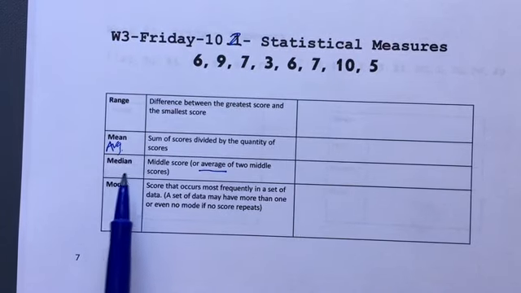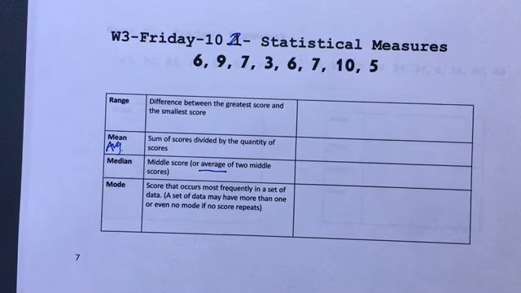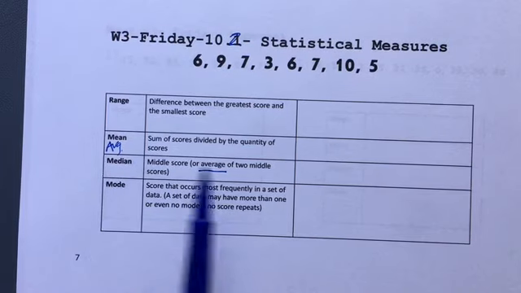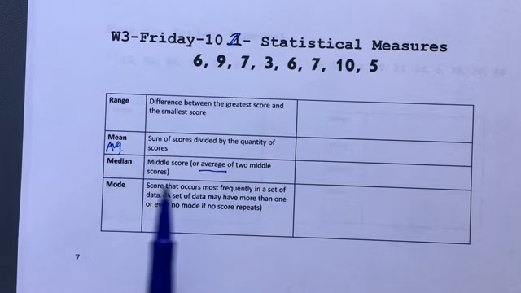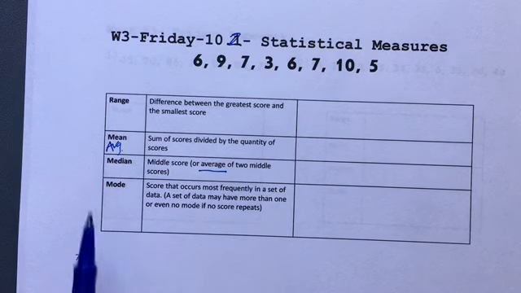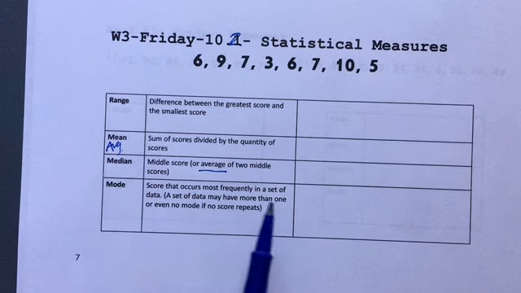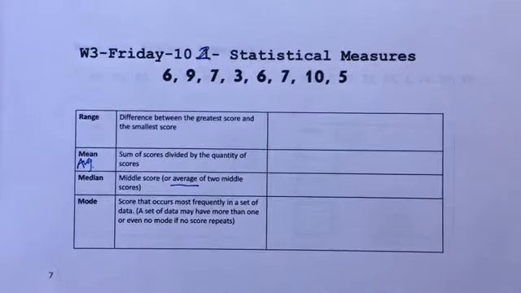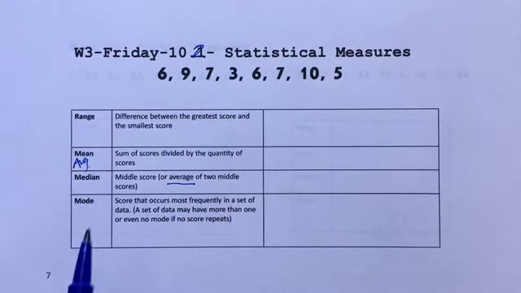For the median, we can think of the middle of the road, right? We have those big cement things that break up the road from people going one way from the other. That's called a median, and median is in the middle. So the middle score is the median, or if there's 2 in the middle, then we average them, and that'll make sense as we go. The mode is the score that occurs most frequently in a set of data. And a set of data may have more than one or even no mode if no score repeats.